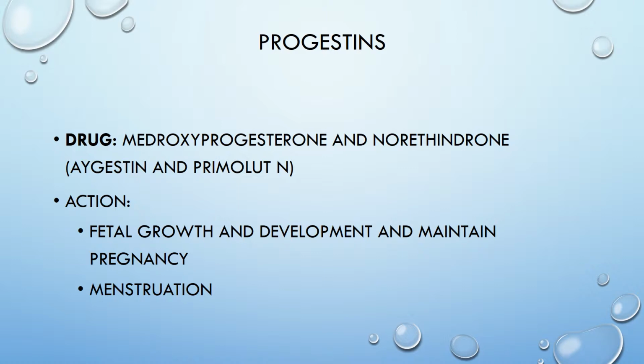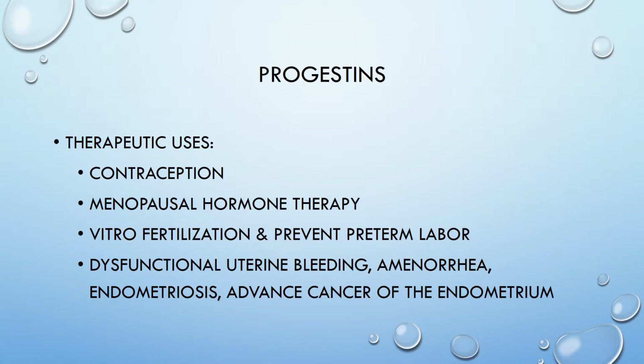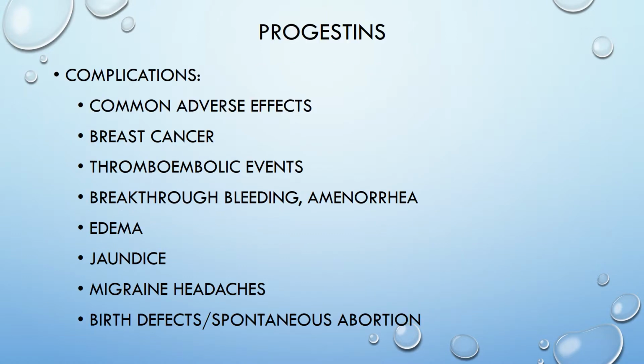Okay, then the progestins: medroxyprogesterone, progesterone, and norethindrone. This is fetal growth and development and maintain pregnancy, menstruation. Contraception, these are therapeutic uses. Menopausal hormone therapy, in vitro fertilization and prevent preterm labor, dysfunctional uterine bleeding, amenorrhea, endometriosis, and advanced cancer of the endometrium.